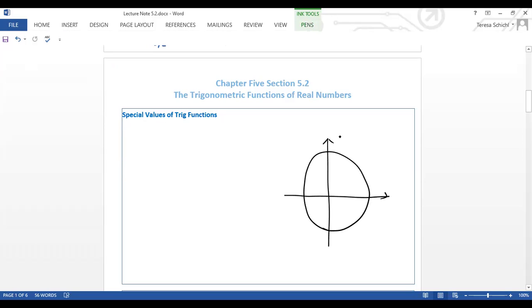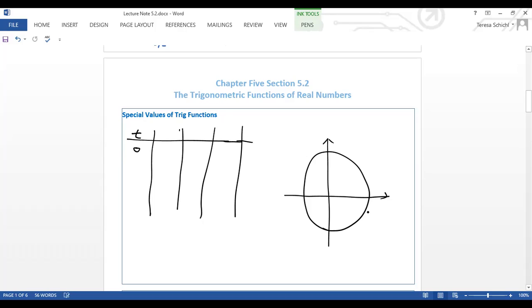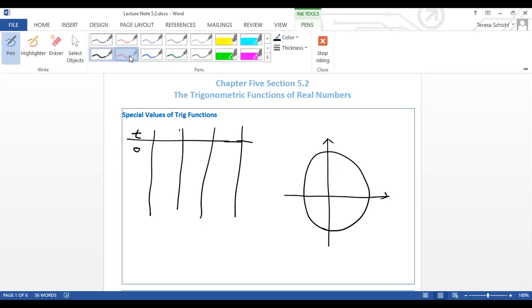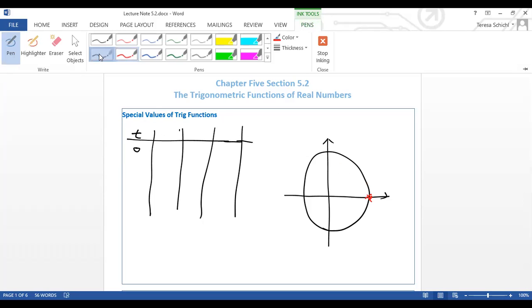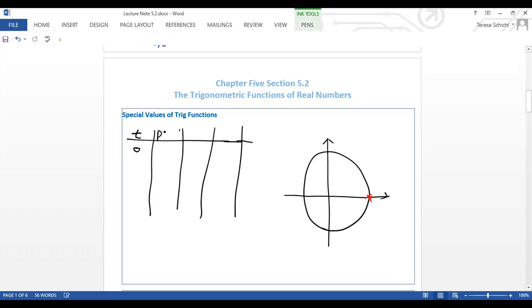Okay, so now like we talked about in the previous video, we can just create a table. We just need to remember the numbers in the first quadrant. We start with t equal to 0. In here, let's put my terminal point x, y, and here let's put sine t, and here's cosine t, right?